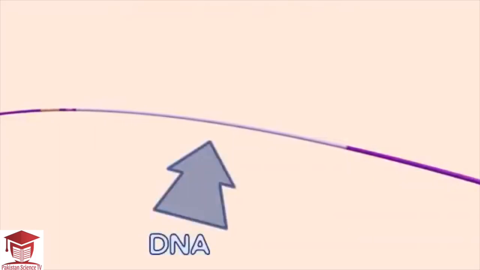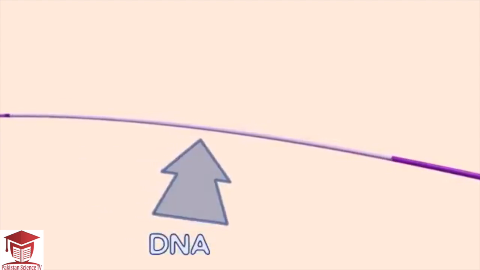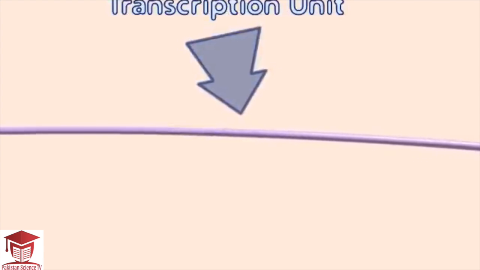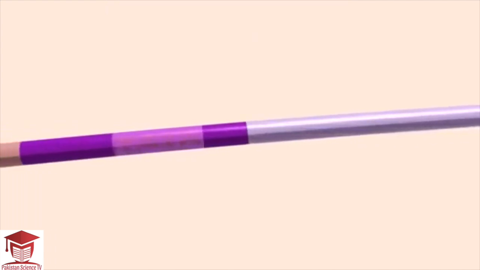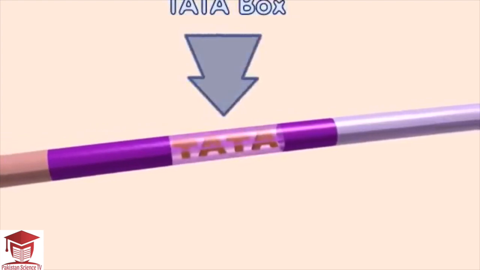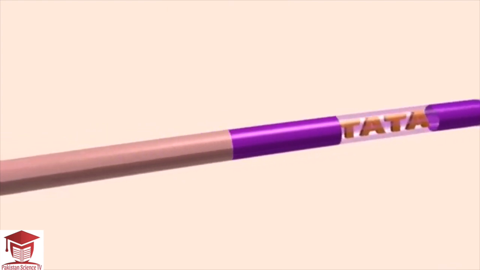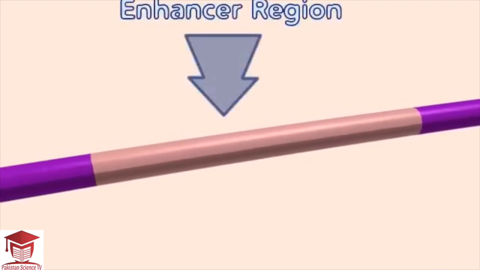Transcription begins with a strand of DNA. It is divided into several important regions. The largest of these is the transcription unit. This portion of the DNA will be used to produce RNA. Upstream of the transcription unit is the TATA box. An enhancer region may also be involved.